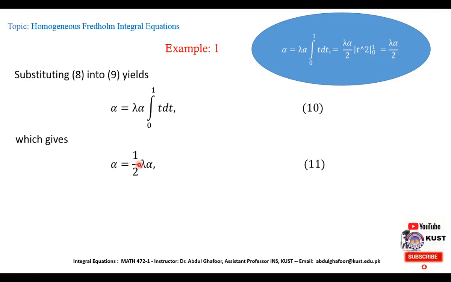Now again you can see that alpha exists on both sides, so alpha and alpha should be cancelled, and we are just getting lambda is equal to 2. And this lambda is equal to 2 is known as the eigenvalue of the kernel. The eigenvalue of the kernel is what we get when we convert the integral equation to an algebraic equation and then solve that algebraic equation for lambda. So the eigenvalue of the kernel is lambda is equal to 2.